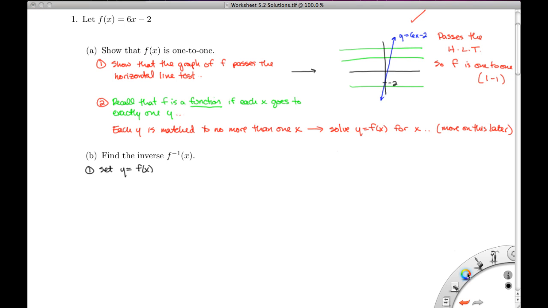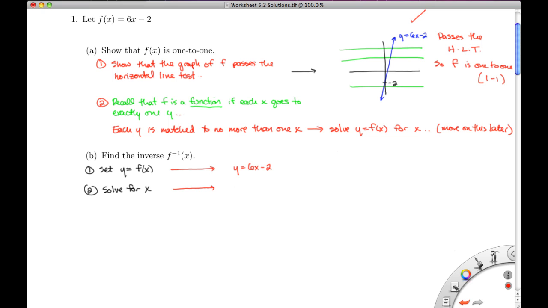So in our case, what this means is that we're going to say y is equal to 6x minus 2. Okay, so for step 2, we're going to want to solve for x. This kind of plays into this idea of determining whether or not it's one-to-one. So we're going to see in a second what happens here.